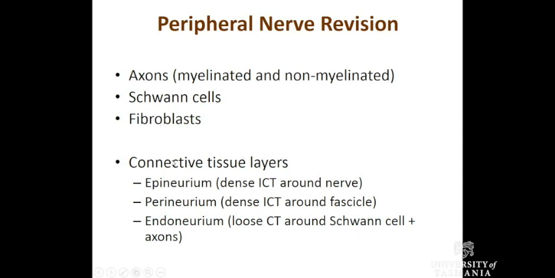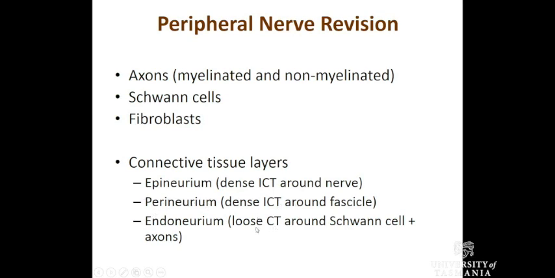You'll recall that there are connective tissue layers around peripheral nerves. The outermost dense irregular connective tissue layer around the nerve is known as the epineurium. So that contains fibrocytes on the outside of this dense irregular connective tissue. Then you get bundles of axons in a structure known as a fascicle. And around the outside of that fascicle is another layer of dense irregular connective tissue. This is known as the perineurium. So epi means upon, peri means around. So around the fascicle we have dense irregular connective tissue called the perineurium.